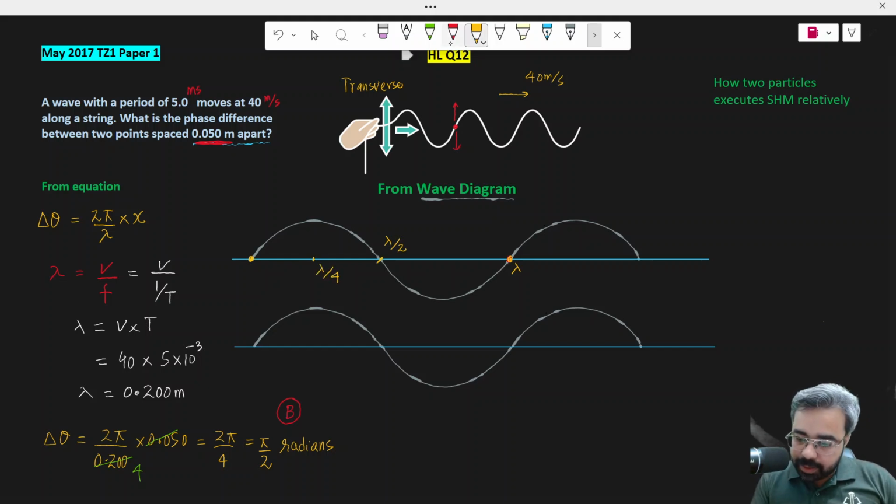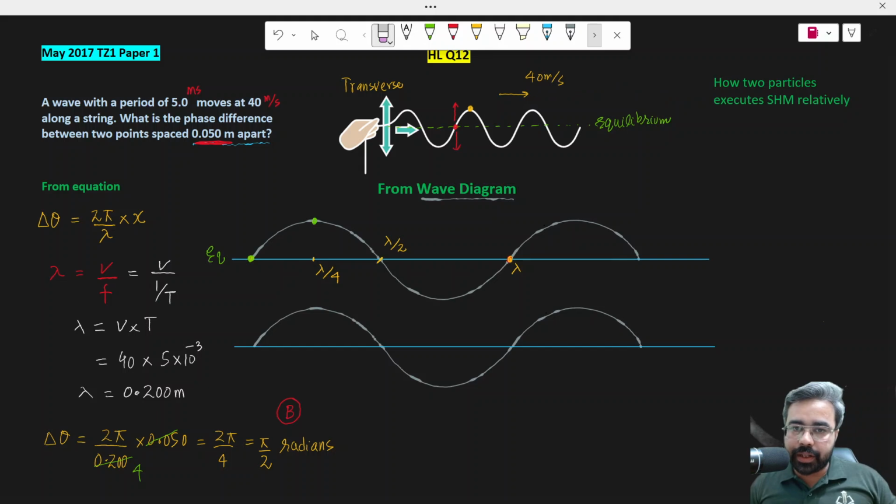So if I am considering one particle at this point, then the other particle, right at that time, is at its extreme position. If this is the equilibrium position during the SHM, then right at that time the other particle is at its extreme position. This is exactly what I was going to show you. When one particle is at extreme position, the other particle will be at equilibrium position. This is how they execute their simple harmonic motion.